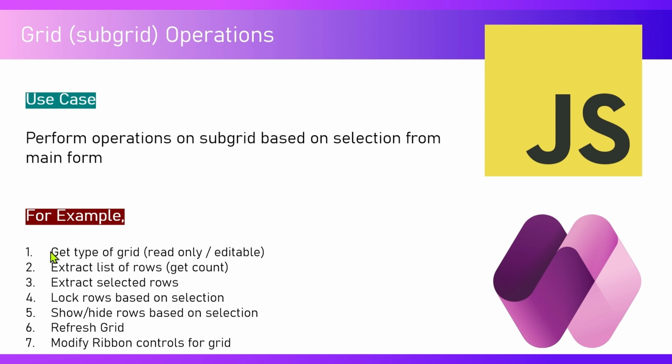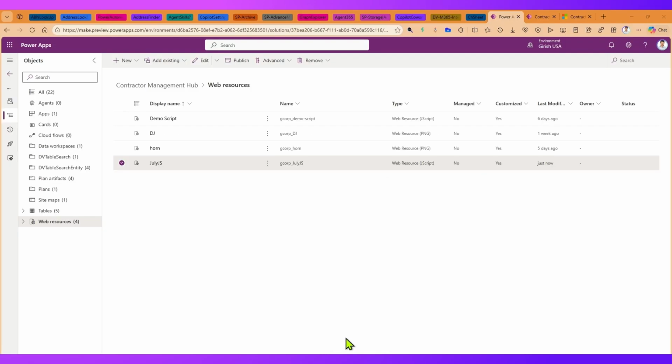What all things can we perform? We can get the type of the grid, whether it's read only or editable. We can extract the list of rows, get the count, extract selected rows, lock rows based on selection, show or hide rows based on selection, refresh the grid, and modify ribbon controls for the grid. In this series, I'm going to cover all of this, but in this video I'm just going to cover the basics, set the foundation so that we can start working on grid or subgrid operations. So let's jump into the demo.